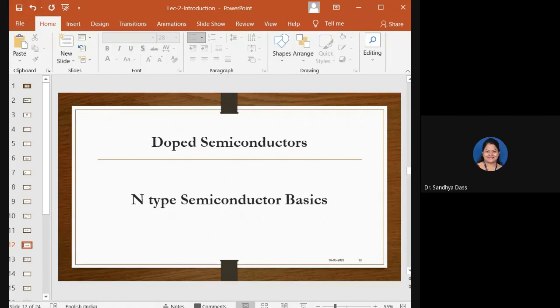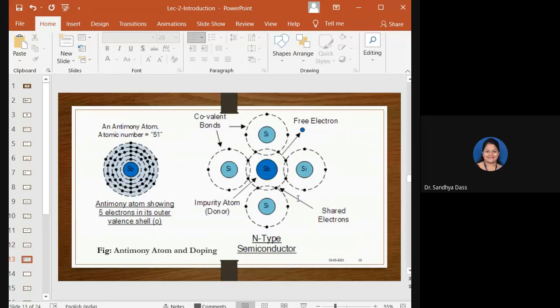Okay. So if at all we are adding arsenic, antimony, or phosphorus, all right. So these atoms, the arsenic, antimony, or phosphorus, have 5 outer electrons in their outermost orbit to share with neighboring atoms and are commonly called pentavalent impurities.